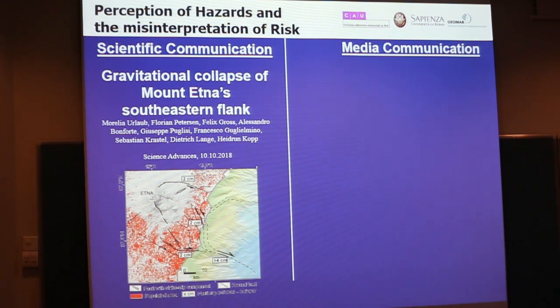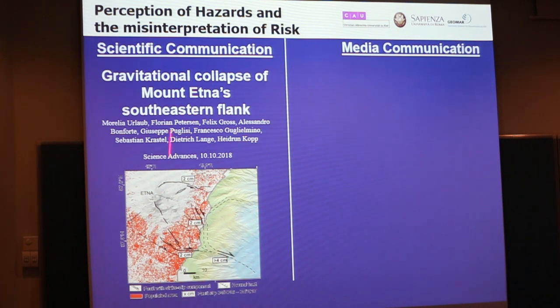We see that the movement is larger onshore, and really this type of geodetic measurements on a flank of a volcano has not been done before. And that was the main scientific thing we wanted to communicate. And of course, we also mentioned it's a potential danger that this may collapse at some point, but we don't have any indication that this will happen in the near future.